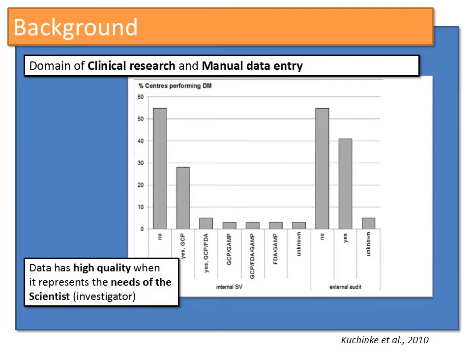We are in the domain of clinical research and manual data entry, where the human, the scientist, directly enters patient information into the clinical trial registry. In this registry, data has only high quality when it represents the needs of the scientists. The data management has also to be in compliance with GCP standards. GCP means good clinical practice, and this is an international standard to ensure patient safety and data quality in clinical research. It is recommended for every clinical trial.